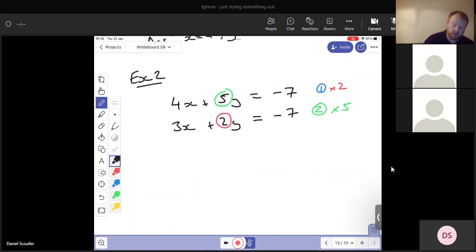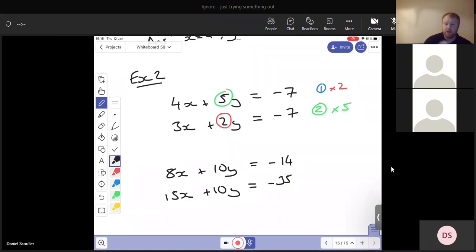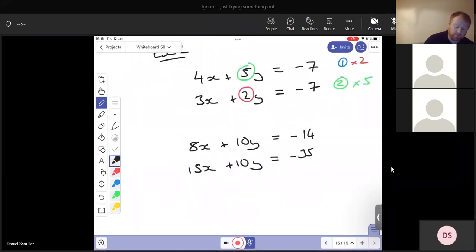So top term multiplied by 2 will give me 8x plus 10y equals negative 14. Bottom equation multiplied by 5 is going to give me 15x plus 10y equals negative 35. Okay, and just be careful that you're multiplying every single term. Don't forget any. That means I can do my elimination by subtracting.